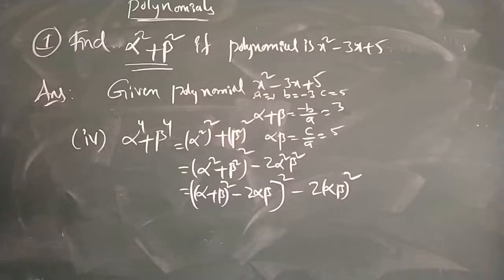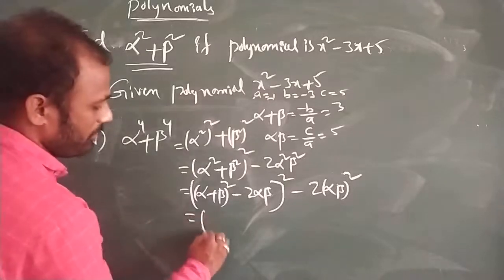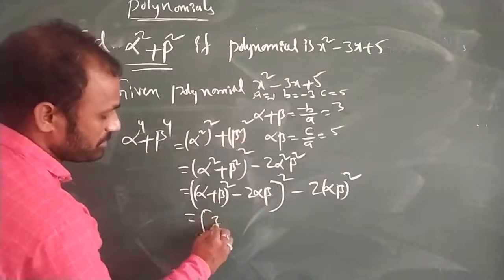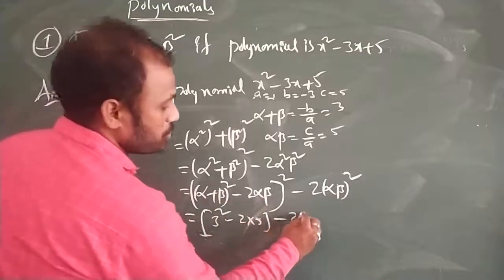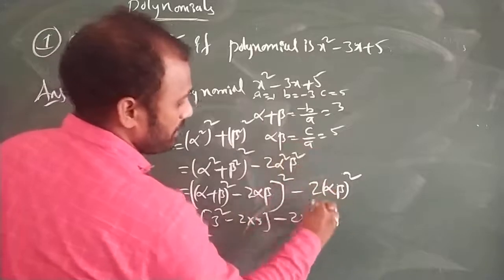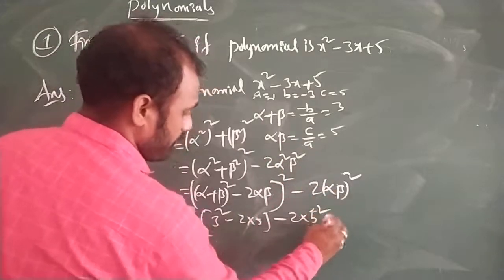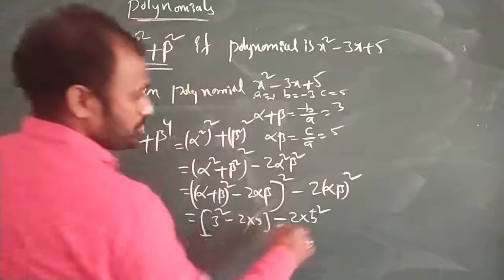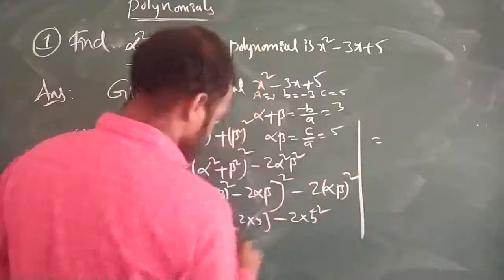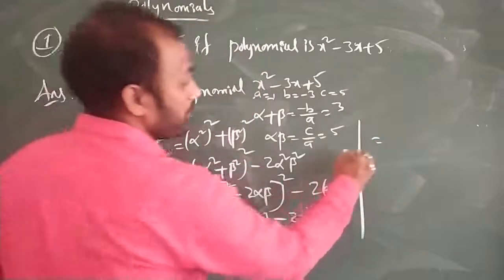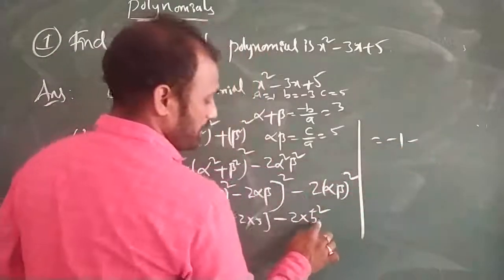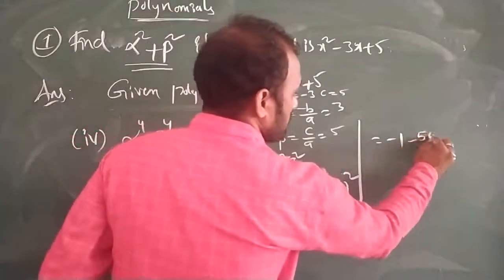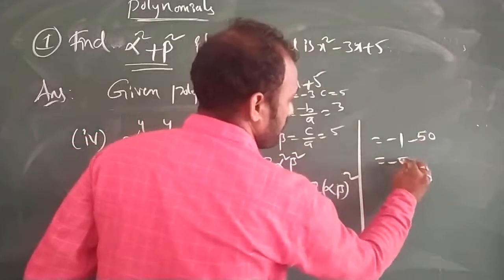If you substitute the values here, alpha plus beta, which is 3 square, minus 2 into alpha beta, which is 5, square. So the answer is 3 square is 9, 9 minus 10 is minus 1, minus 5 square, which is 25, so the answer is minus 51.